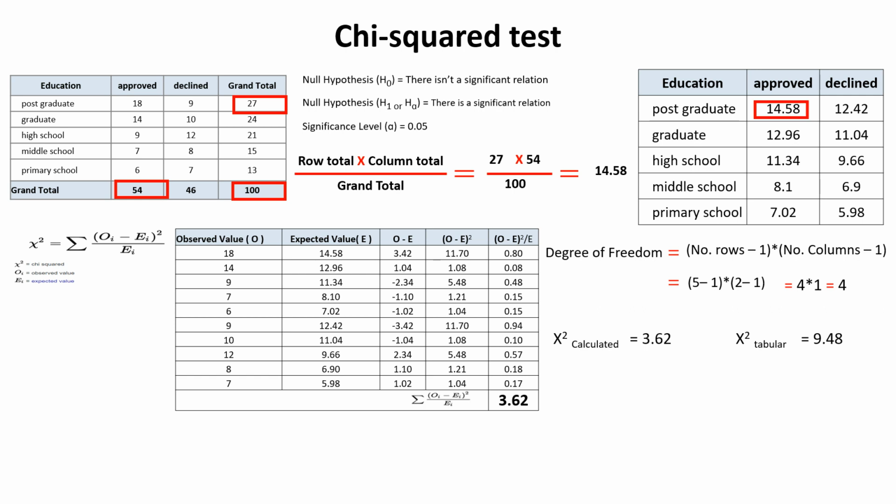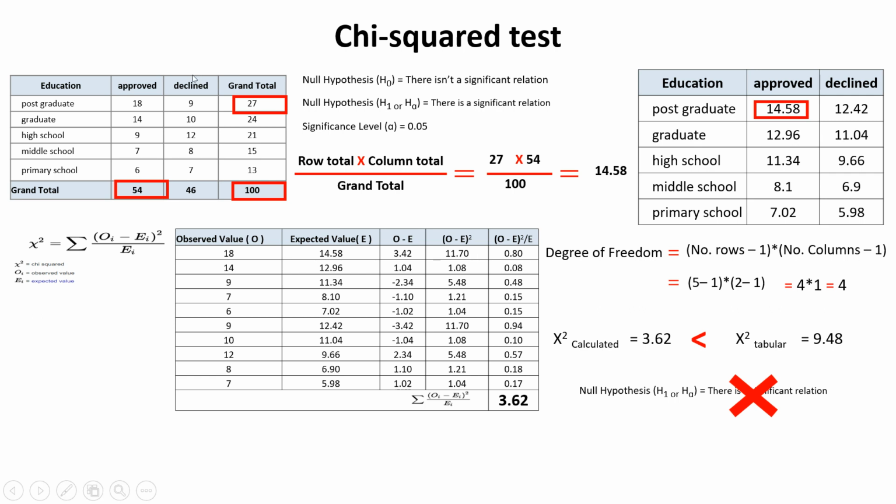Now we need to compare both of these two, chi-square calculated and chi-square tabular. If you see, chi-square calculated is less than chi-square tabular, which means the alternate hypothesis is rejected. This rejects the alternate hypothesis, which means the null hypothesis is true, and that ultimately means there is no relation between education and the target feature, which is loan status.